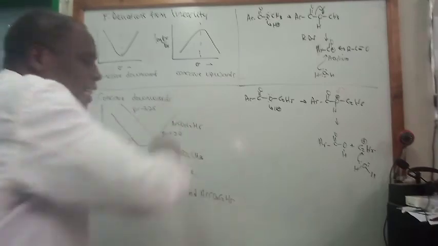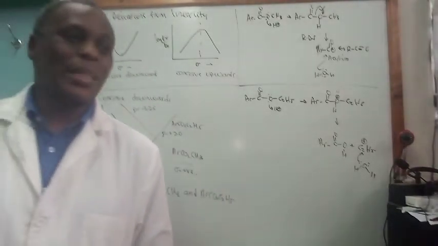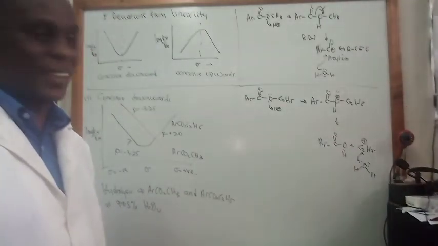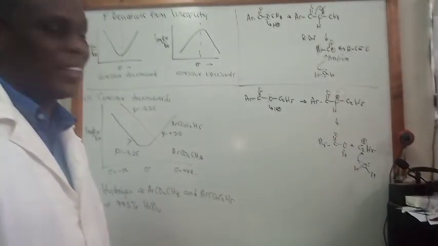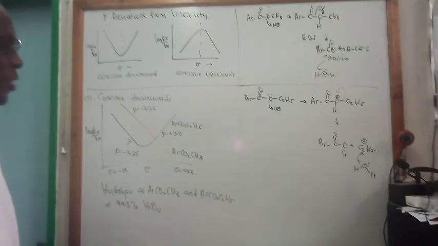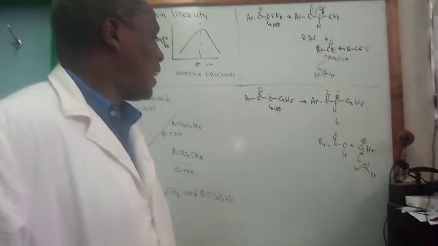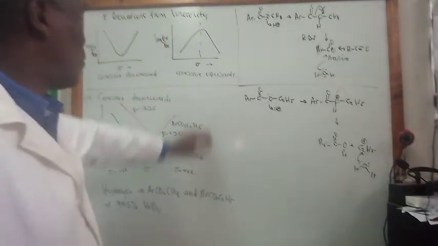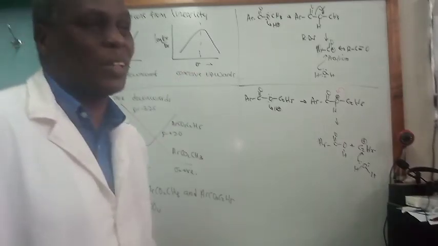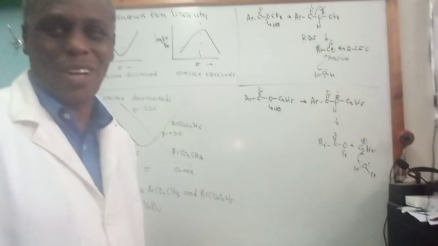So the concave down is an indication of change in reaction mechanism. Okay? So let me stop there, and then you're going to look at the case for the concave upwards and what it tells us about the reaction. Okay? I hope you're enjoying, yeah?